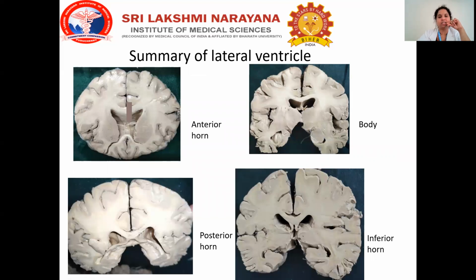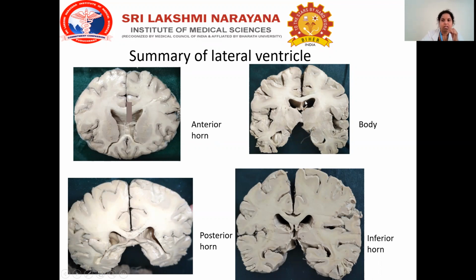So, summary of the lateral ventricle from anterior horn to inferior horn. Anterior horn extends from genu of the corpus callosum to the interventricular foramen of Monro. Its roof is formed by corpus callosum, floor is formed by rostrum, anterior wall is formed by genu, medial wall is formed by septum pellucidum, lateral wall is formed by head of the caudate nucleus.